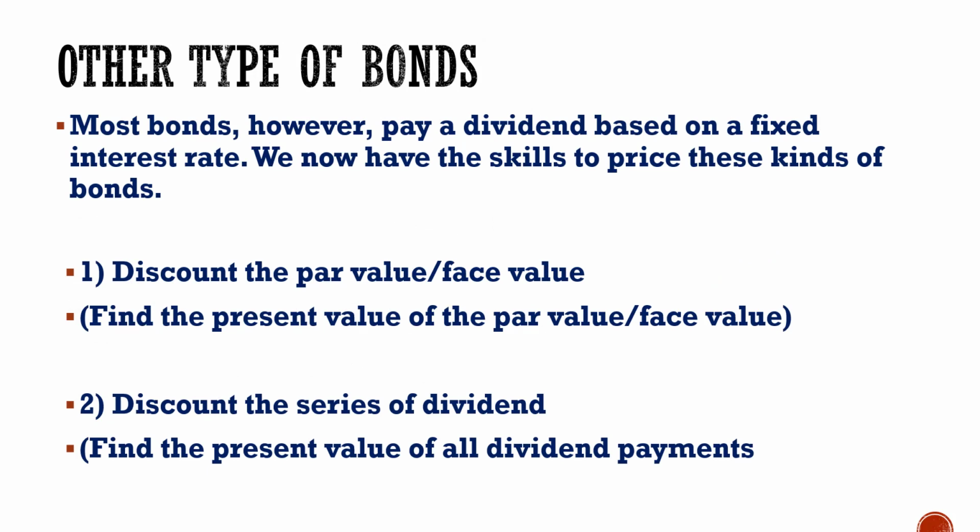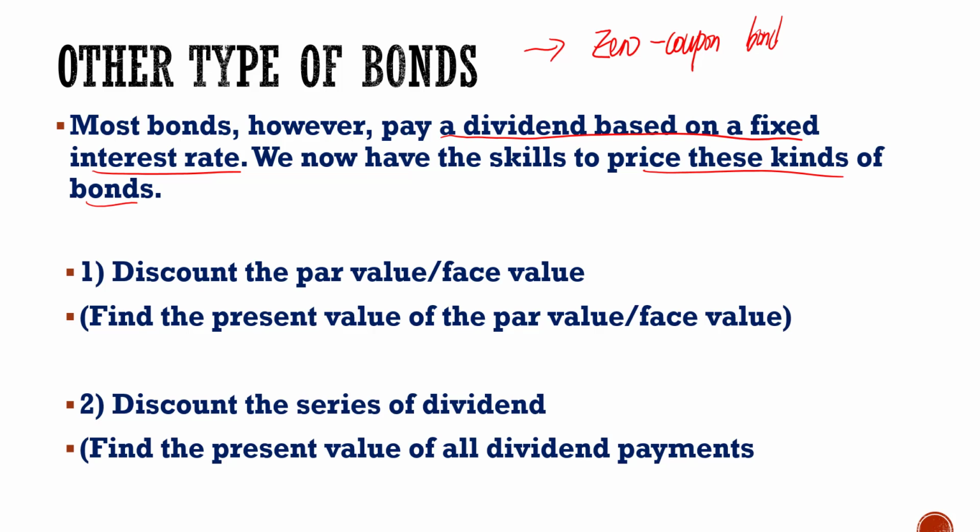So, in the previous section, we talked about zero coupon bond. And zero coupon bond is a special type of bond, meaning they do not pay interest or dividend. Investors just get a deep discount when they purchase the bond, but for most bonds, they do pay dividend based on the market rate or fixed interest rate from the market. And we now have the skills to price this kind of bonds.